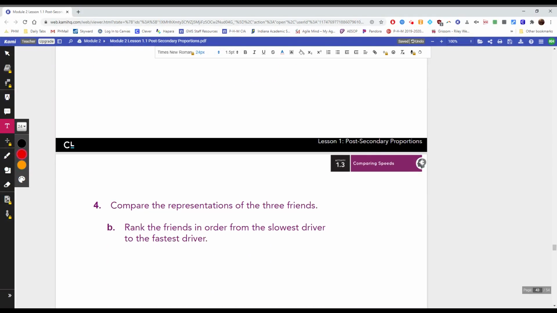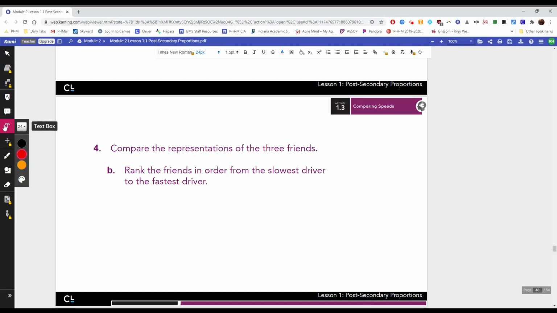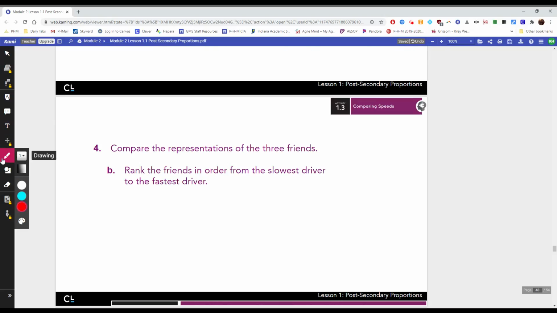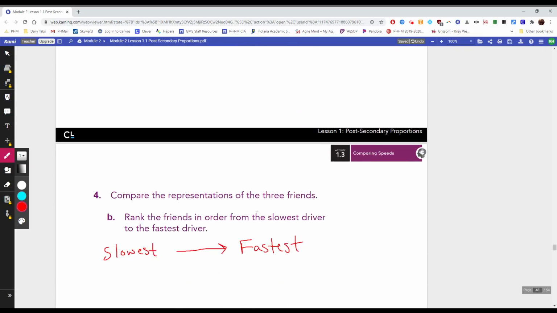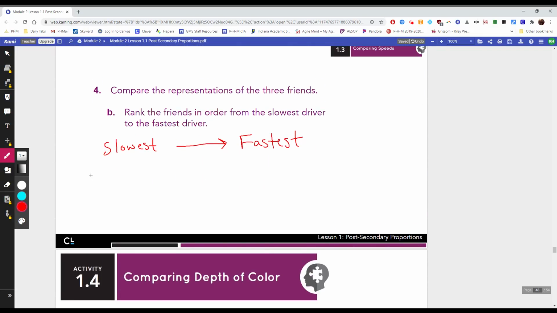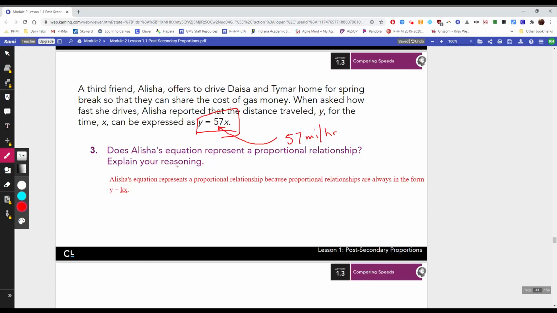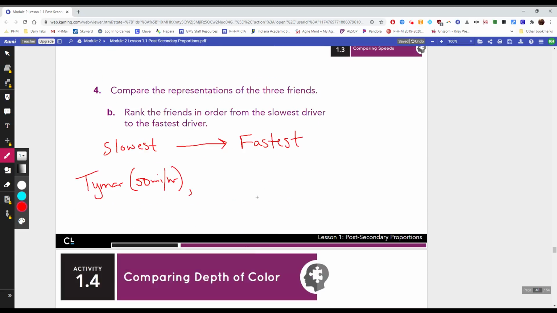And now it wants to rank them in order from slowest to fastest. So we're going to start with slowest, and we're going to work our way up to fastest. So slowest would mean the smaller unit rate, which was Tamar. Tamar was 50 miles per hour. I'll even put it in parentheses here. Next was Alicia. She was 57, right? 57 miles per hour for Alicia.